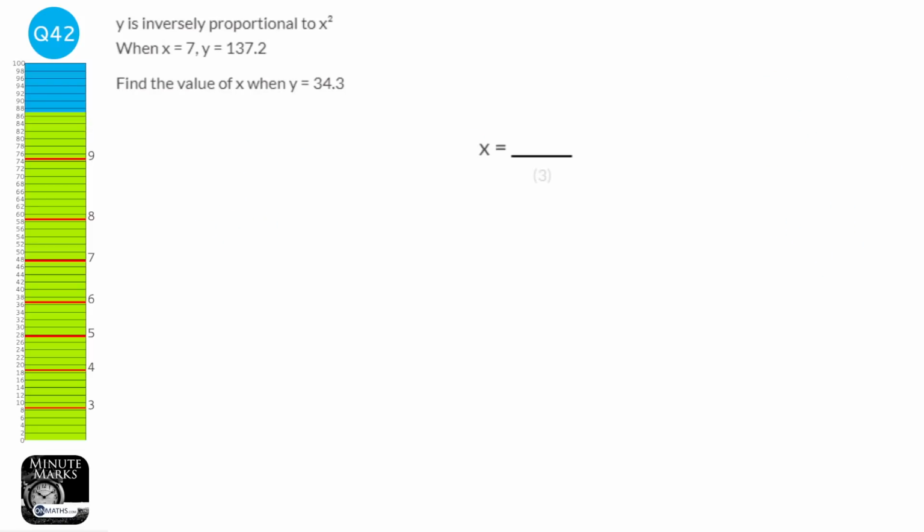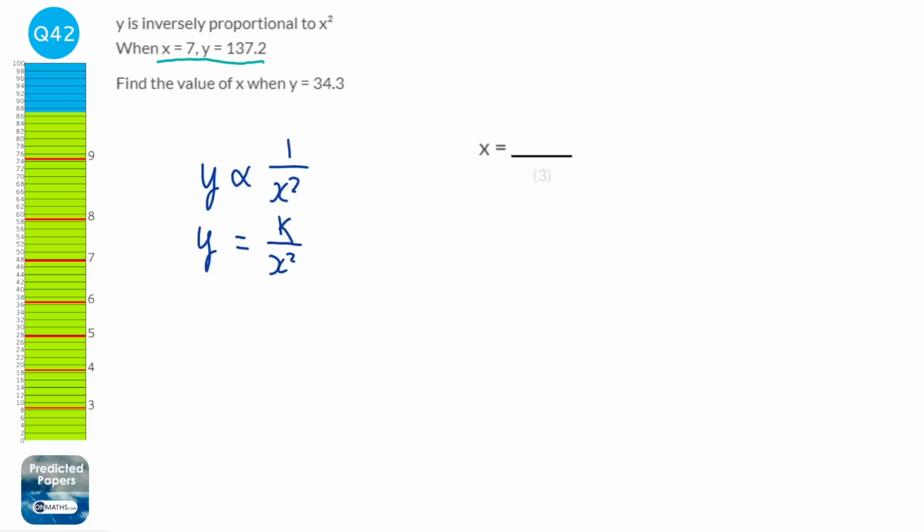Here we're told that y is inversely proportional to x squared, so we've got y is proportional to 1 over x squared, that's what inversely means. And we want to change that proportionality sign for an equals, and to do that we need to times the right hand side by k. k represents a constant.